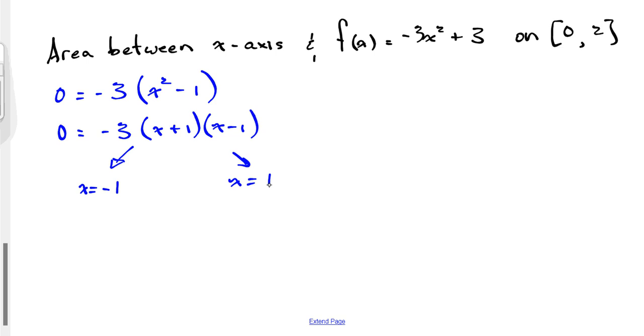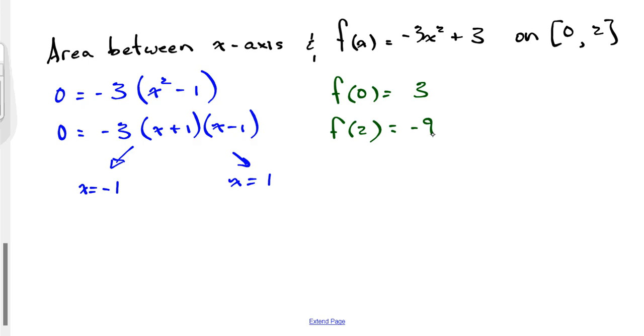So, yeah, let's do it without drawing it. So we're going to say, my function, let's look to see what is f of 0 equal to, and what is f of 2 equal to, because that's on either side of that intersection point. And f of 0 is going to give me 3. That's good, so my graph is above the x-axis. F of 2 is going to be negative 12 plus 3, negative 9. So there's going to be below.